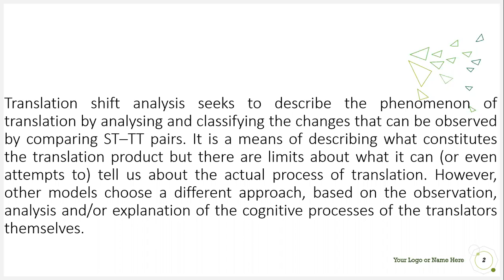So here it says that shift is a phenomenon. That means we try to analyze the translation, and also we try to classify different kinds of changes, and these changes are observable. How can you observe these changes? By comparing the source text and the target text pairs. So you will compare the source text and the target text, and then you will try to find out the shift where the translation experiences a kind of shift.